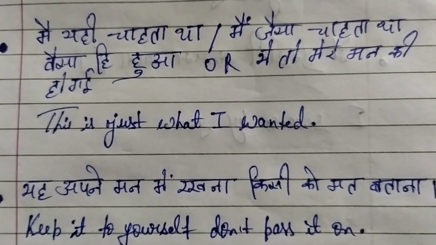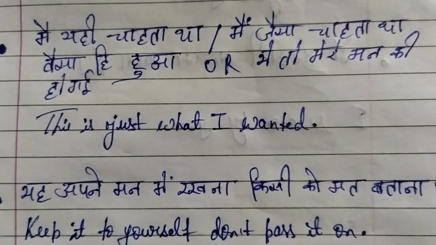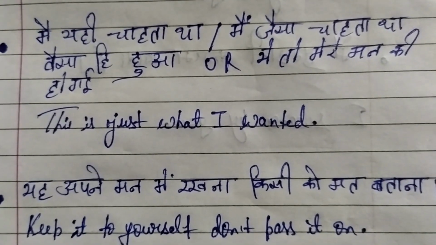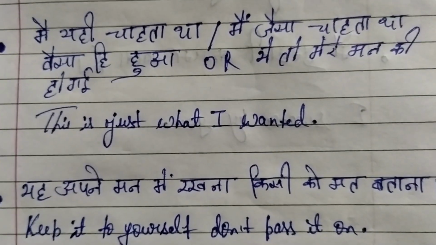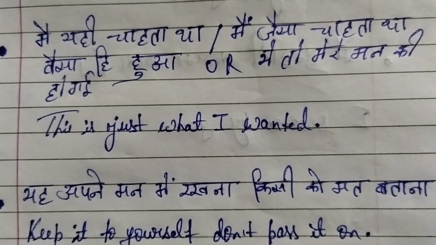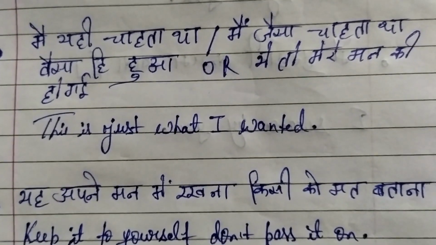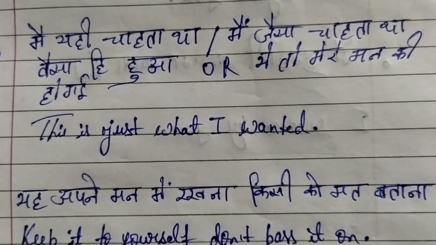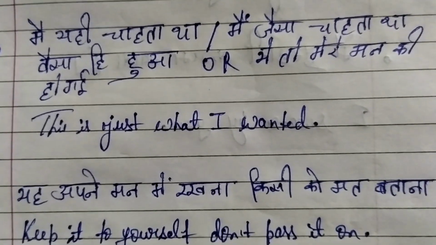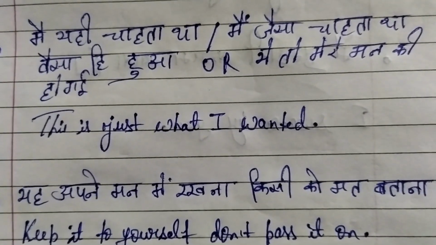So again, when you're sitting with your friends, we tend to share our secrets with somebody, and actually it's very difficult to keep a secret for a longer period of time. So first we share with our friends, and then we request them that please don't share this with anyone. So we just say this, अपने मन में रखियो, किसी को मत बताइयो. Keep it yourself, don't pass it on.